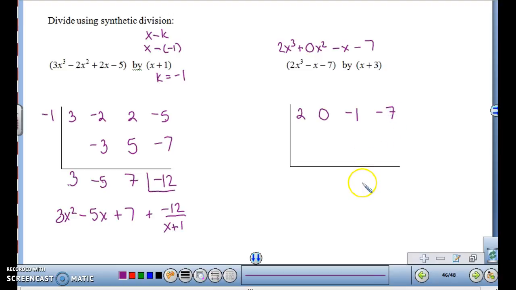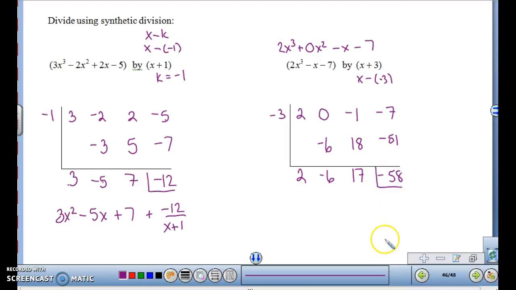Okay, now what is our k value going to be? Well, if this is x plus 3, that's really x minus -3. So that makes k -3. Okay, let's follow the process. Bring the 2 down. 2 times -3 is -6. Add down your columns. 0 plus -6 is -6. -3 times -6 is +18. -1 plus 18 is 17. And then -3 times 17 is -51. Add down your columns, you get -58.